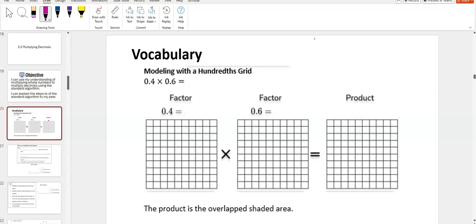Because if you remember when we went back to Module 4, when we multiplied fractions by each other, we found out that we always end up with a smaller fraction than the two factors that we started with. And that is going to be the same with our decimals. Even though I'm multiplying 4/10 and 6/10, my answer will be smaller than 4/10 and 6/10. And the reason why is going to be shown in this diagram here.